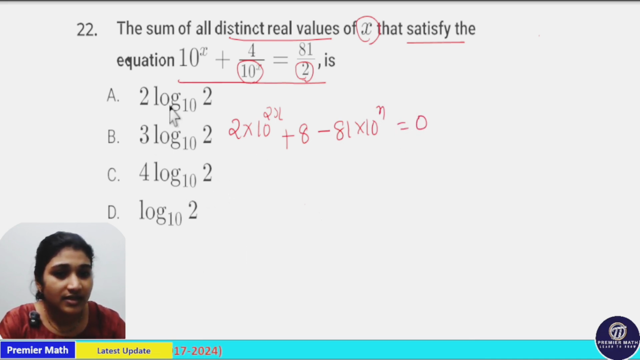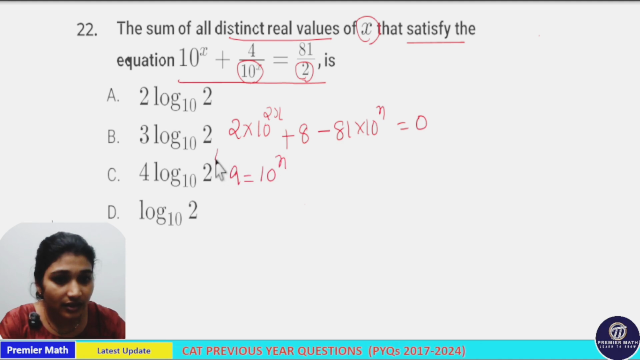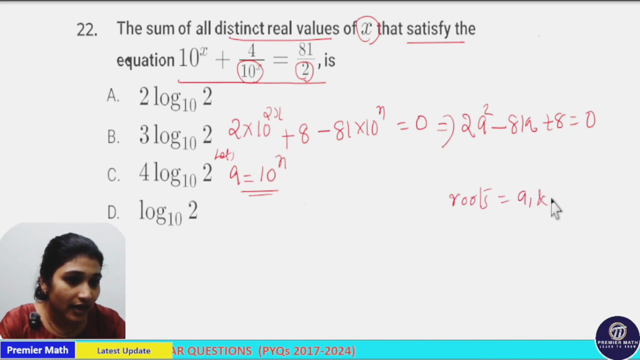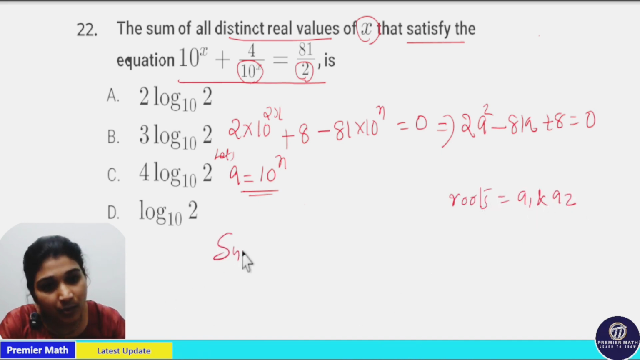Here answers are in the form of log. Now let us take a as 10 raised to x. Then this whole equation becomes 2 into 10 raised to 2x, meaning a square, so 2a square minus 81a plus 8 equal to 0. Now for this quadratic equation, consider the roots as a1 and a2. Then we need the sum of roots, a1 plus a2.